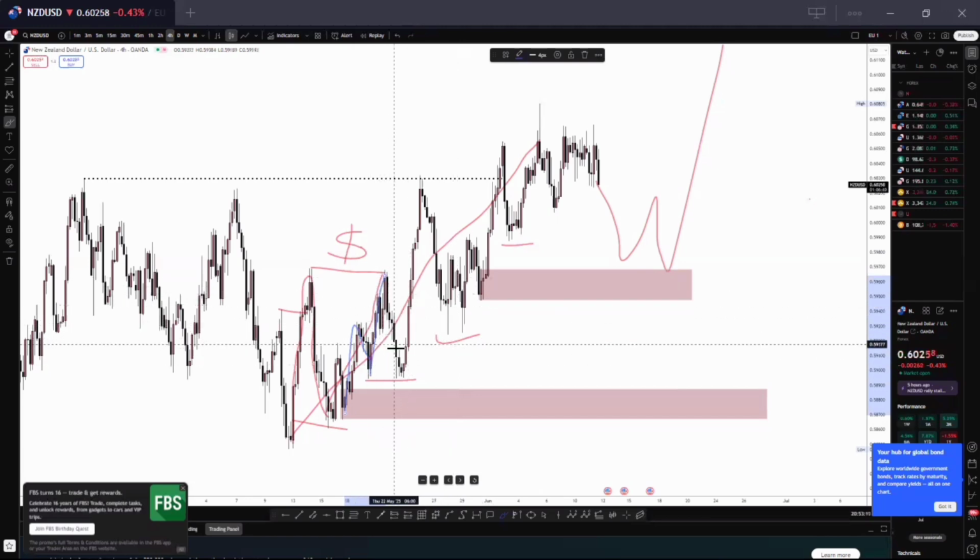Why is this happening? What do you think was the reason why price created liquidity here and created liquidity here? Relative equal lows here, relative equal lows here. Why do you think it did that? I don't know. So how do you think I would know? That's why I needed to hear information from you.